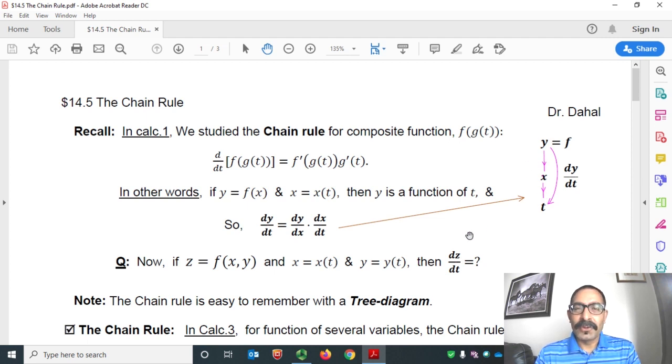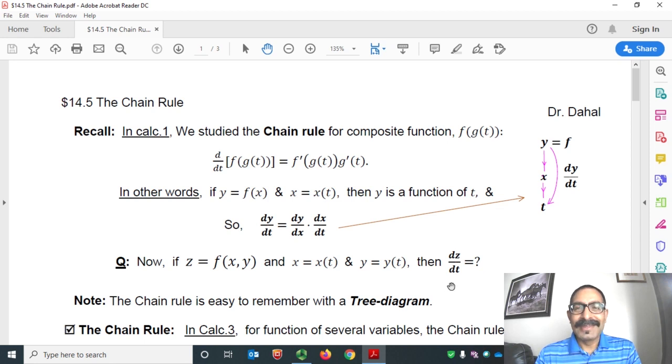Great. So the question at this time we want to ask ourselves: if g is a function of x, y, and x is a function of t, y is a function of t, then what is the derivative of g with respect to t?